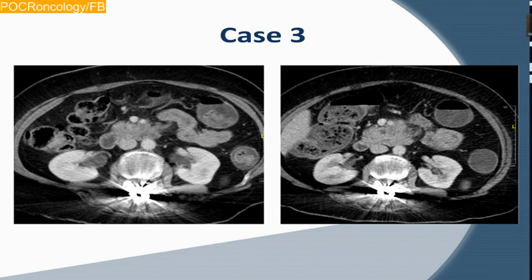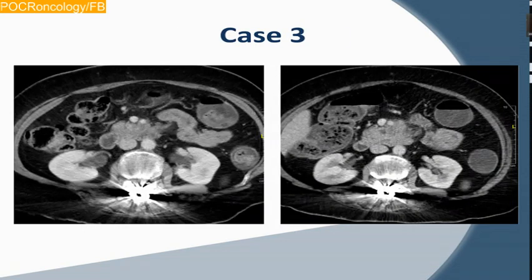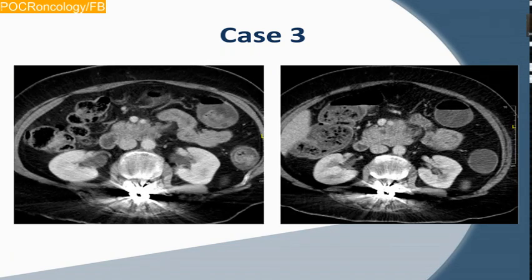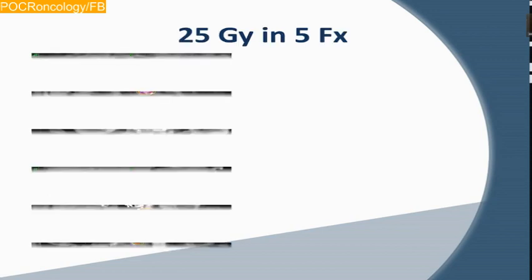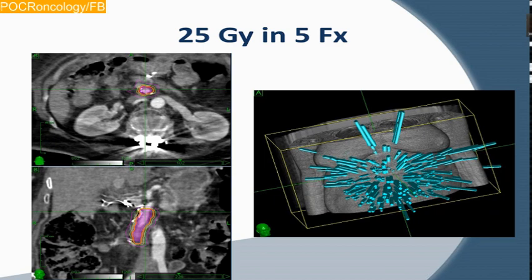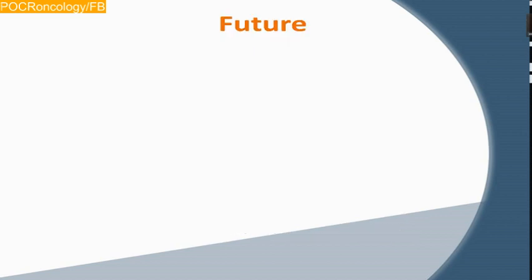And the third patient was actually borderline who received chemoradiation and chemotherapy to downstage him. This is after downstaging. And then he went for the surgery, but also he had a positive margin. And for that, we boosted this positive margin with SBRT. And the patient is still alive, more than a year now, without any recurrence. She had some adhesion problem obstructions, which I think is related to the surgery more than the radiotherapy.